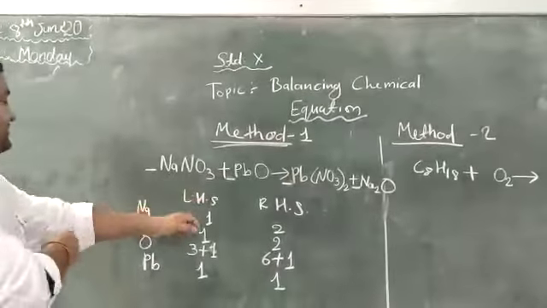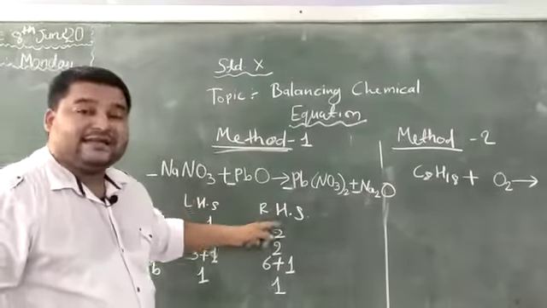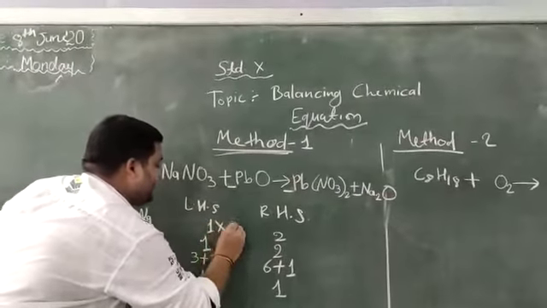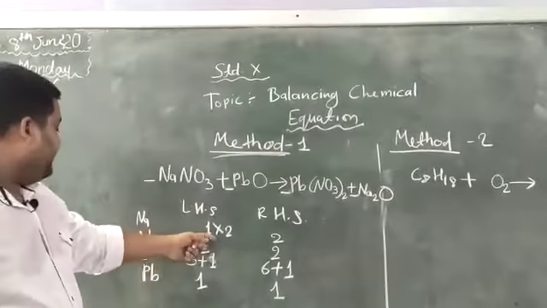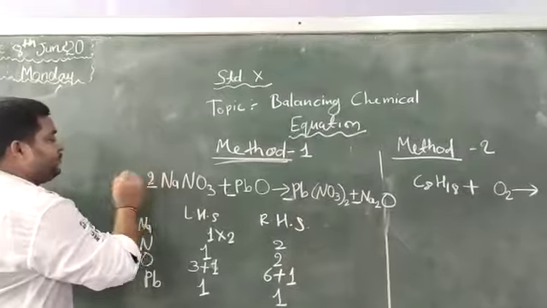So what will you do first? First check the metal. Here is 1 sodium and this side 2 sodium, so what will you do? Multiply by 2 on the left side. Now see, 2 sodium and 2 sodium. Here is sodium, so you have to multiply by 2 here.